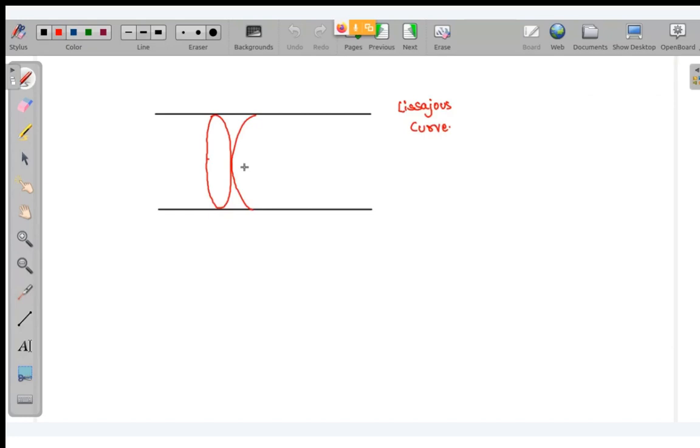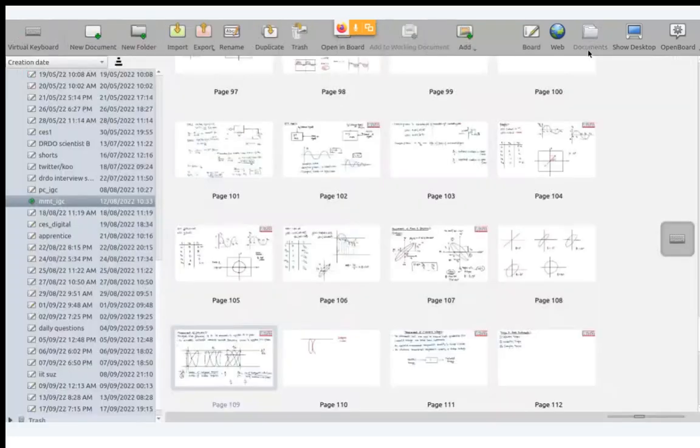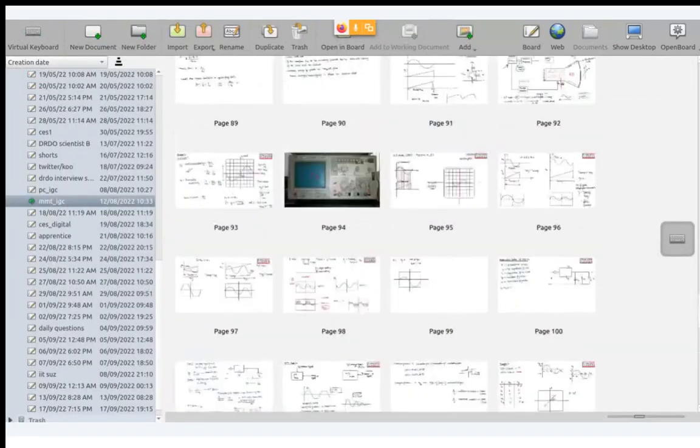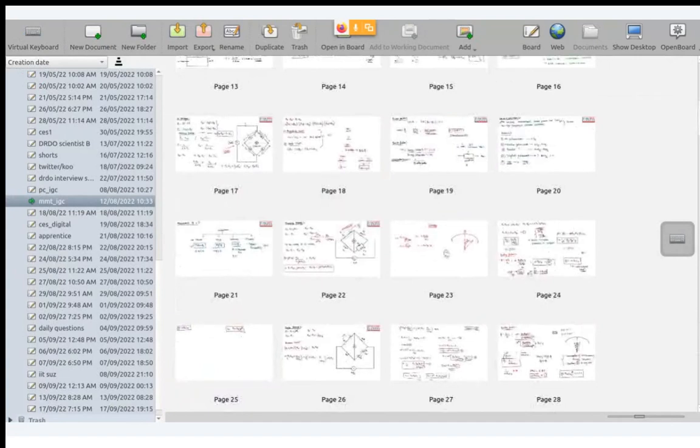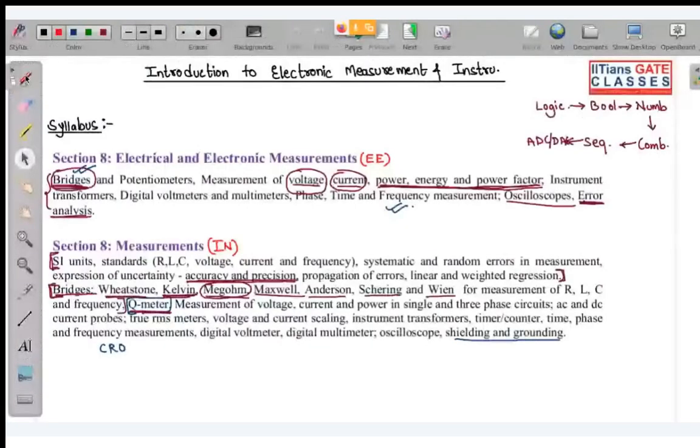Now, one thing I want to tell you guys, the study is basically written as measurement of voltage, power, energy, power factor. Okay, power factor we have already seen.